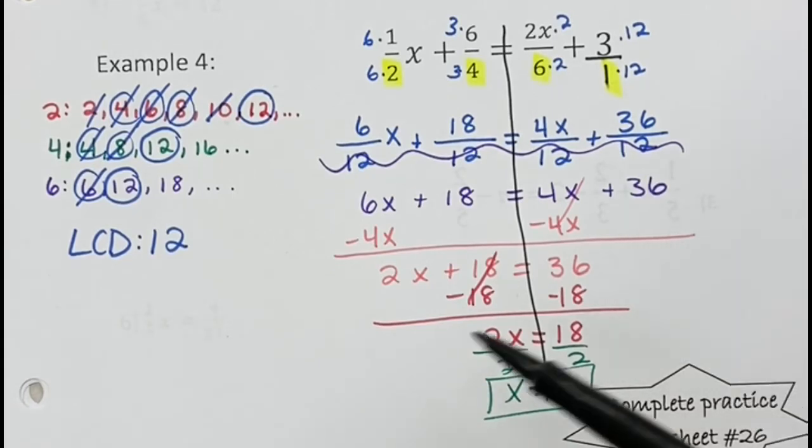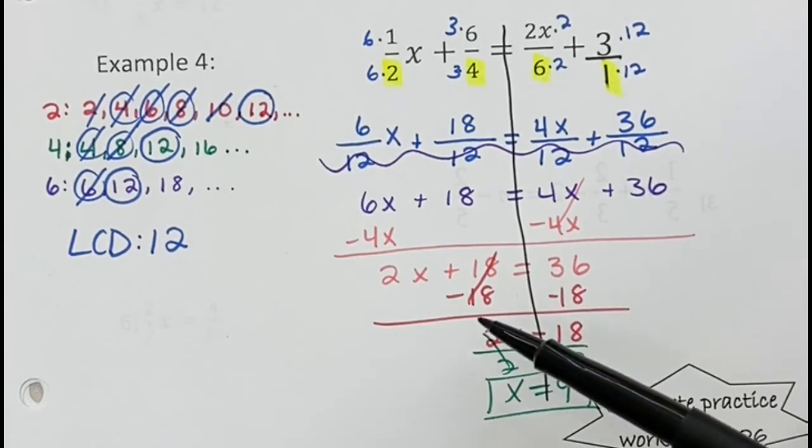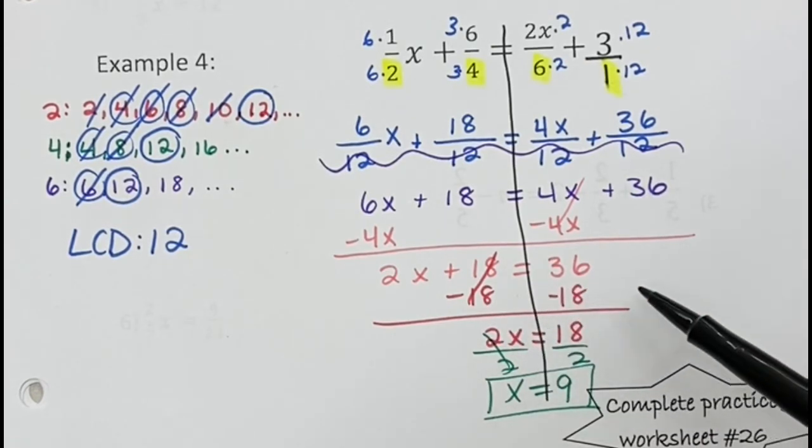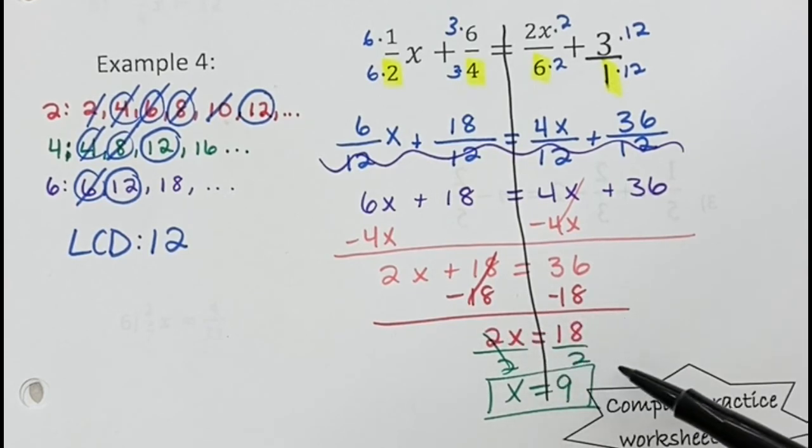I have variables on both sides, so I need to move them over, so I subtract 4x on both sides. I get 2x plus 18 equals 36. Then it's just a simple two-step. I subtract 18 on both sides. I get 2x equals 18. I divide by 2 on both sides, and I get x equals 9.